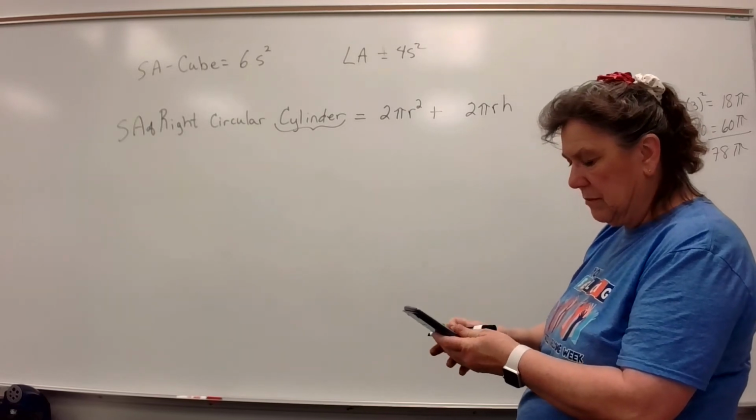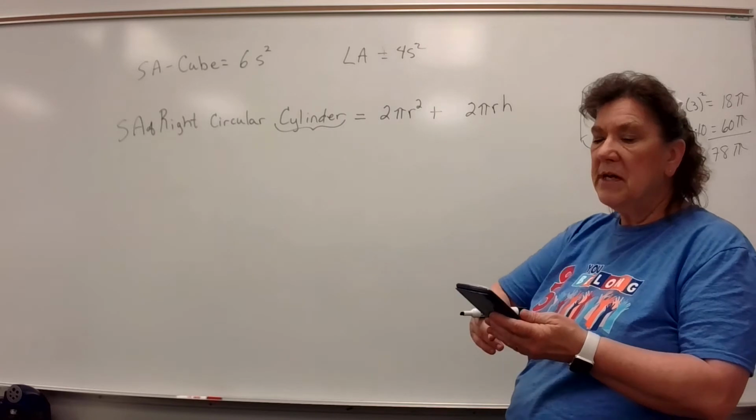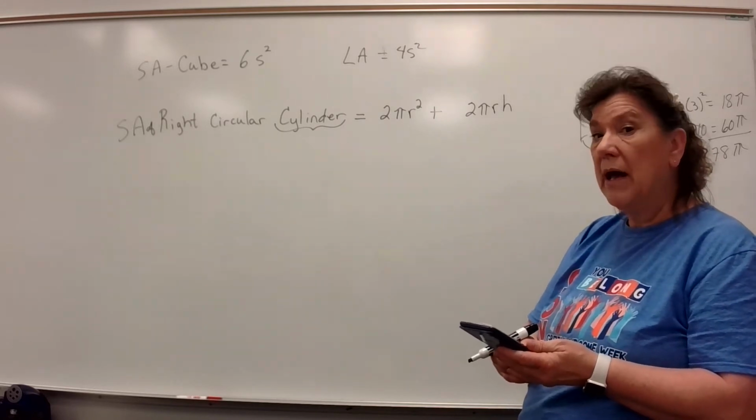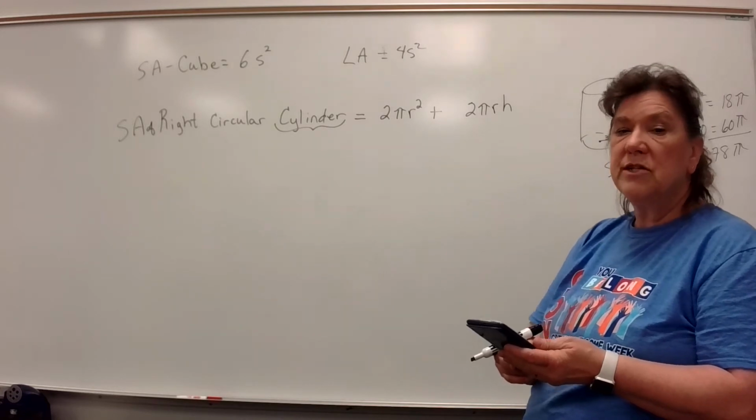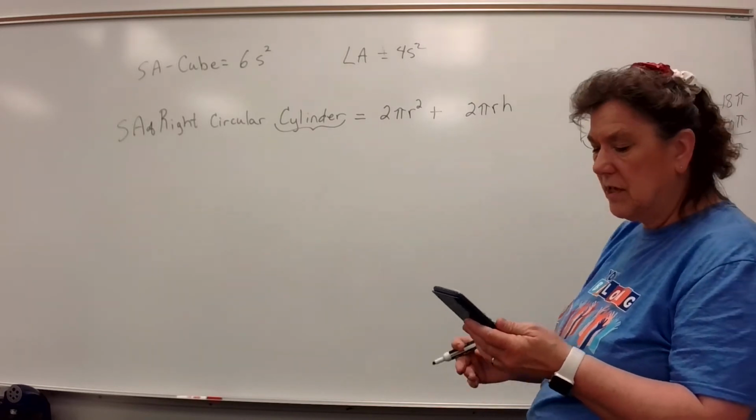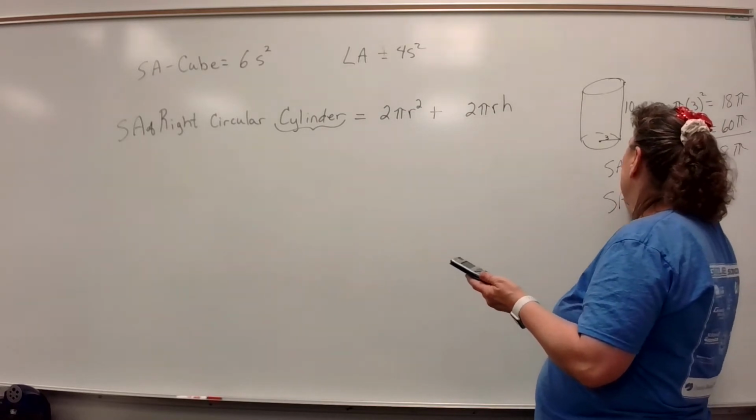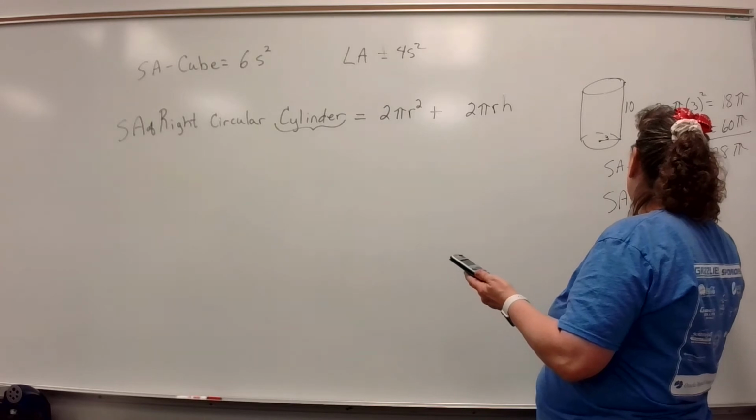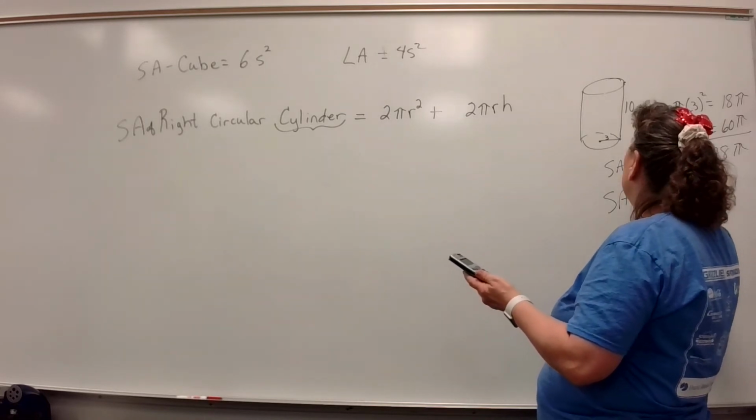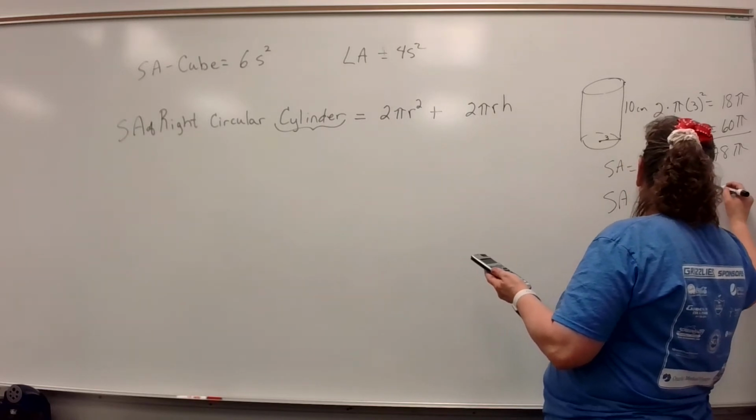78 times 3.14. Follow the directions in your homework assignment as to what you use for pi. A lot of times I use 3.14. And when I give a test, 3.14 is what you're to use. And I'll actually remind you that on the test. So my actual surface area is equal to 244.92. Let's do centimeters. Centimeters squared.